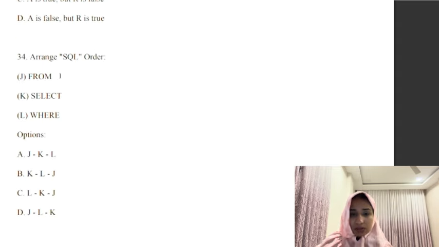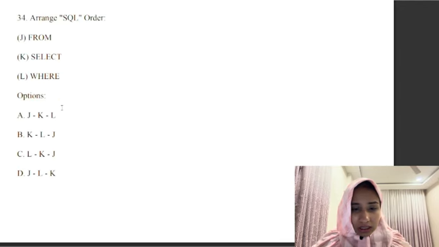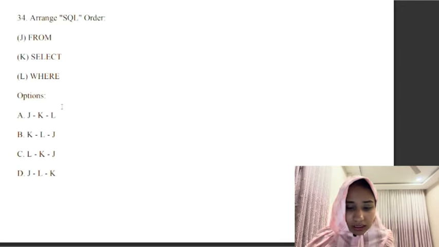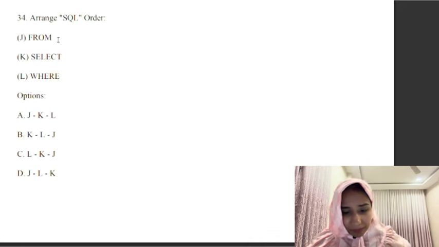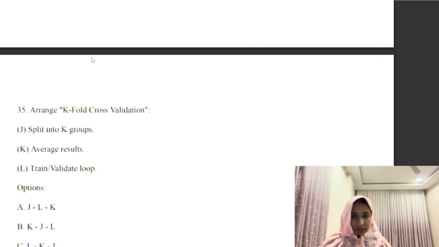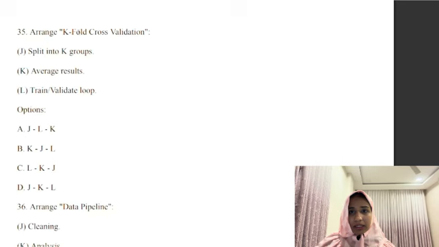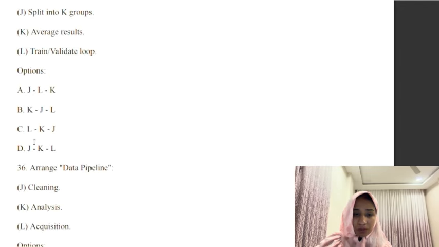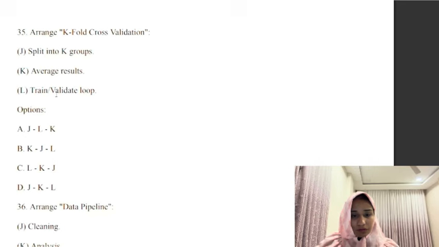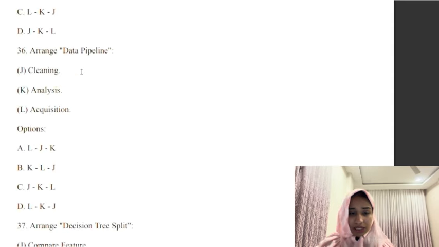34. Arrange SQL order from select where. So the answer is, for the 34, answer is B, where select where from. Now question number 35. Arrange k-fold cross validation. So split into k groups, average results, train, validate, loop, and options are A, B, C, D given as follows. So the answer of 35 is A, which is split into k groups, train or validate through loop, and then average result.